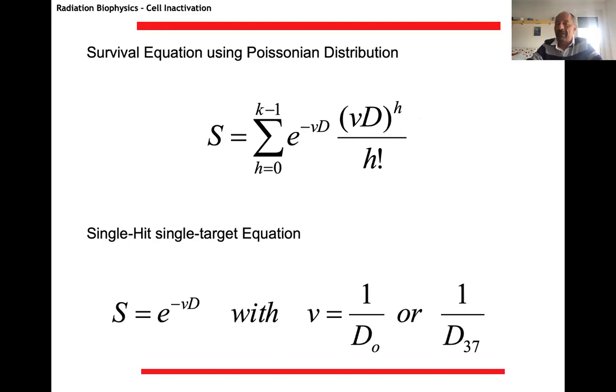by these Poisson statistics. Now, if you only need one hit in the target to kill the cell, then of course in this particular case S is simply given by e to the minus VD. And at this point, V was traditionally written as 1 over D37, because when D is 1 over V, the survival is 37%. E to the minus 1 is 0.37. But these days it is written as 1 over D0. So it's a perfectly linear dose response curve.